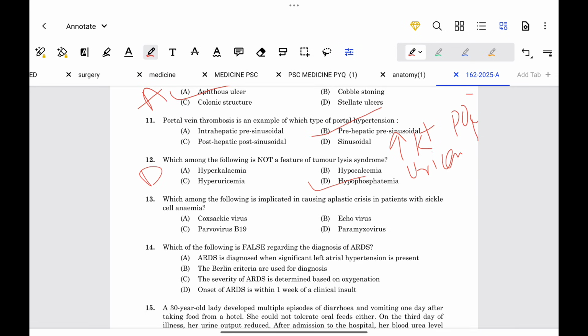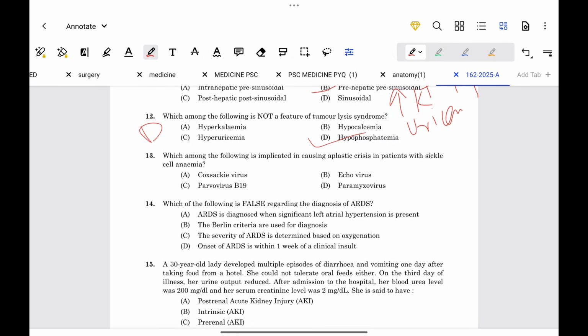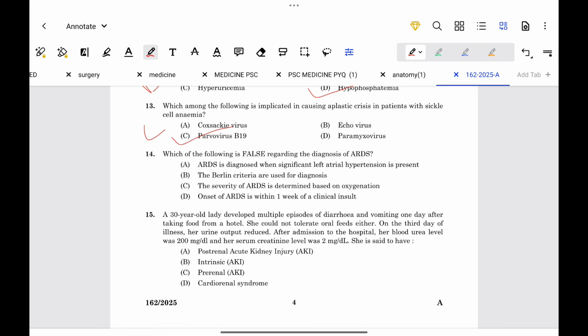Okay. Next, which among the following is implicated in causing aplastic crisis in patients with sickle cell anemia? Option C, parvovirus. Which of the following is false regarding the diagnosis of ARDS? ARDS is diagnosed when significant left atrial hypertension is present. This is false. Berlin criteria is used for diagnosis. This is correct. Then severity of ARDS is determined based on oxygenation. This is correct. And onset of ARDS is within 1 week of clinical insult.